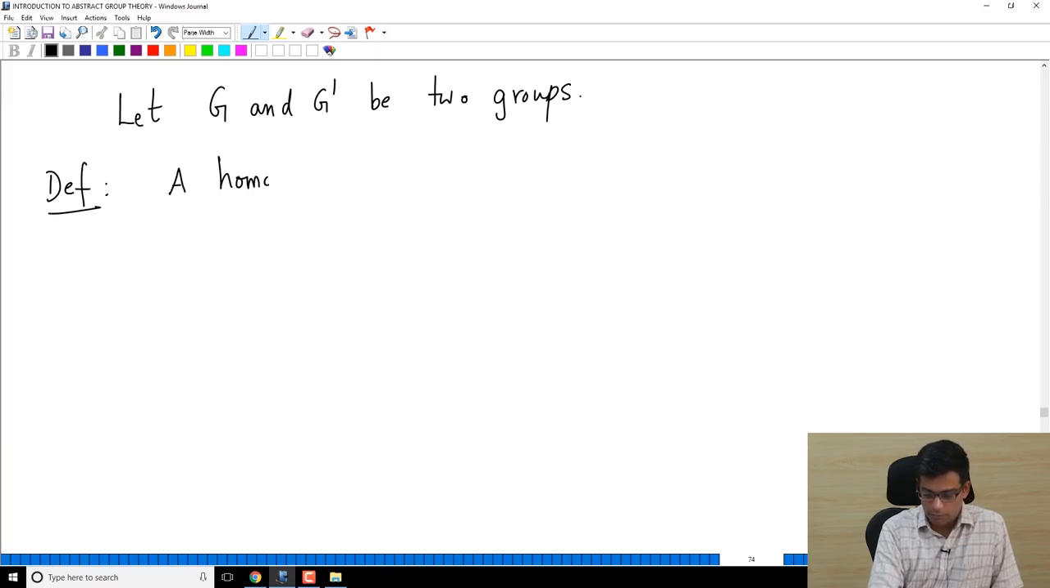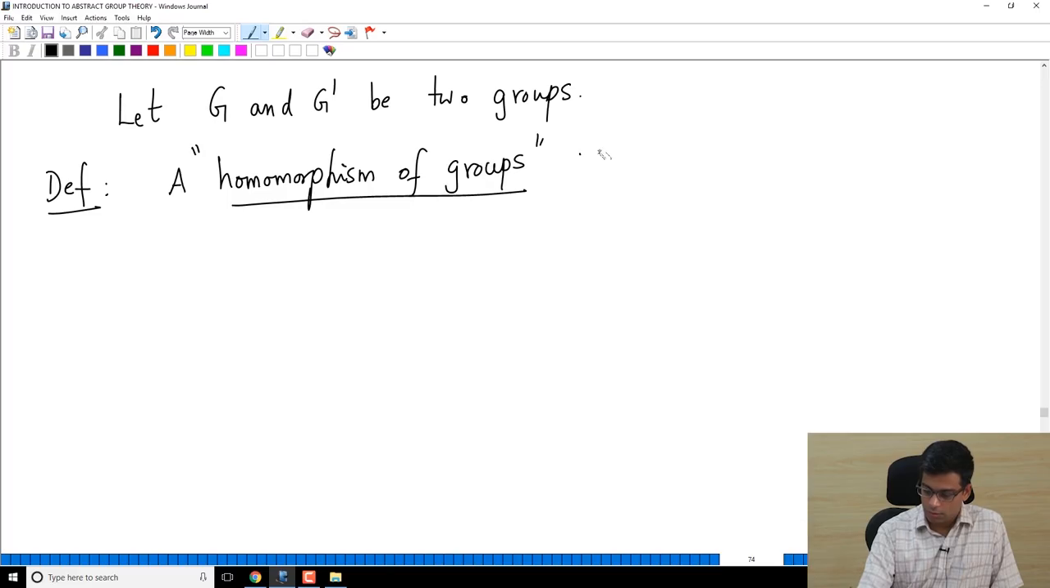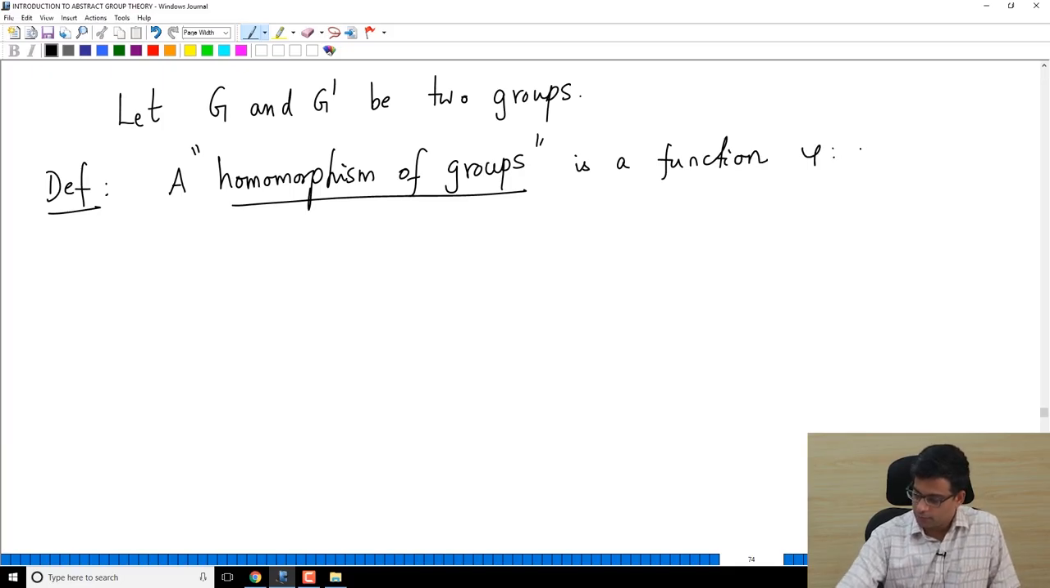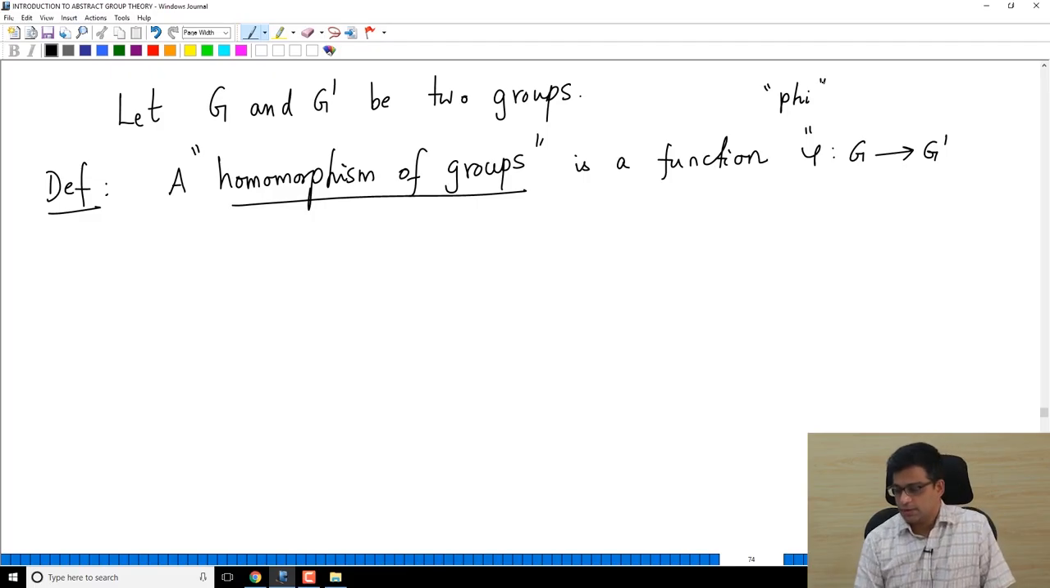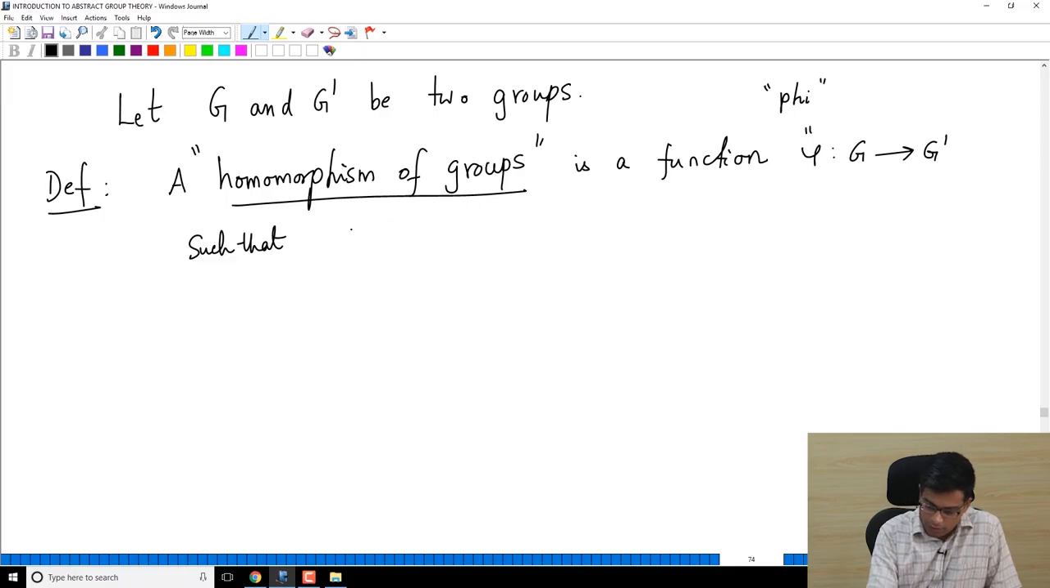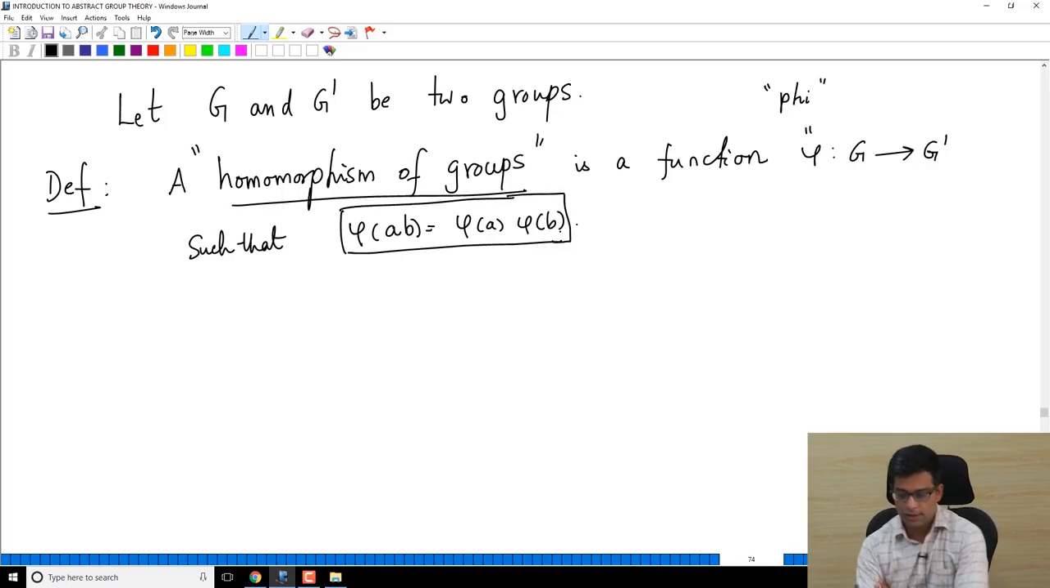A homomorphism of groups is a function. Usually we denote this by phi. Phi is a function from G to G prime. It's a set theoretic function, first of all. It's a function from G to G prime such that it satisfies the following condition: phi of AB is equal to phi of A times phi of B. That's all. So we want phi of AB equals phi of A times phi of B.